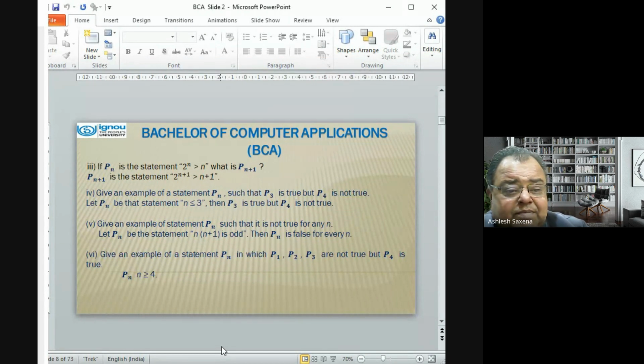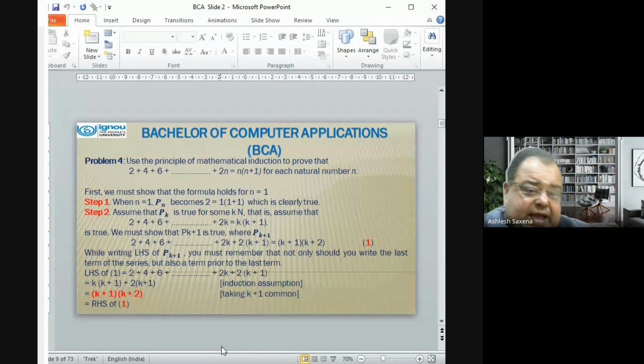Now give an example of the statement Pn in which P1, P2, P3 are not true, but P4 is true. That is n greater than or equal to 4. These are some of the examples.